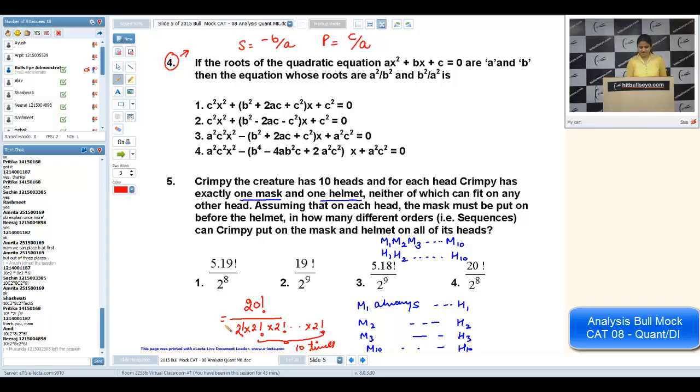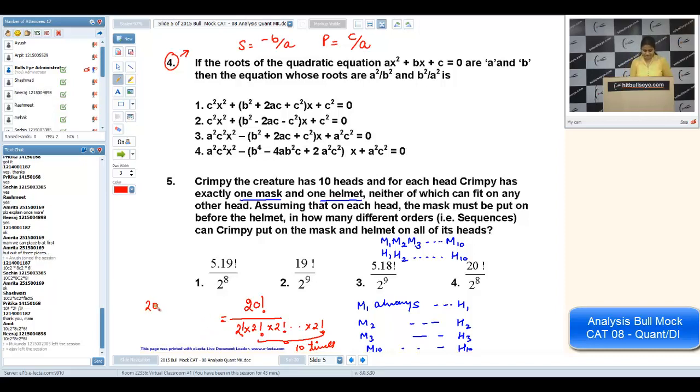What is the logic here? It will be this way. Out of these 20 things, you will select any 2. At the very first place, we will place M1, then we will place H1. Then out of these remaining 18 things, we will select 2. Then out of 16, we will select 2, and so on.